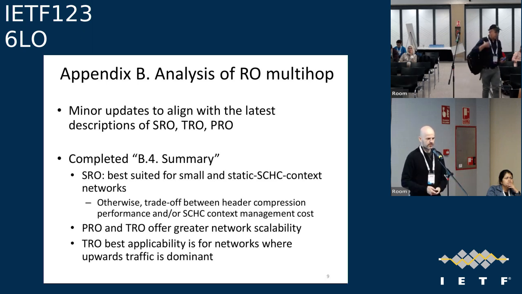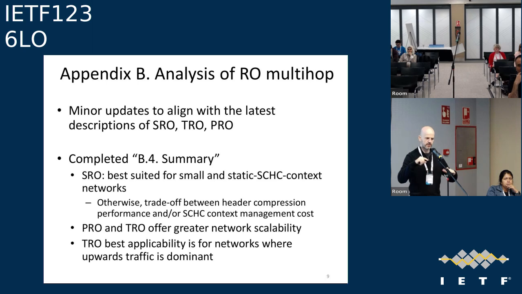And we've written that for TRO, the best applicability would be for networks where upwards traffic is dominant. You may recall that in TRO, again, we have RPL non-storing mode. So when we have a SHIC-low node sending a packet maybe to another node in the same domain, there would be possibly two tunnels, an upward tunnel from the node to the root, and then a downward tunnel from the root to the final endpoint.